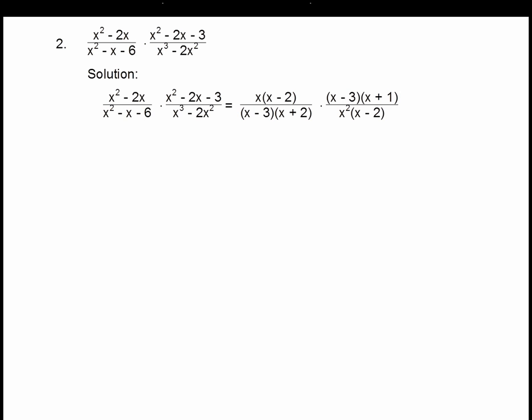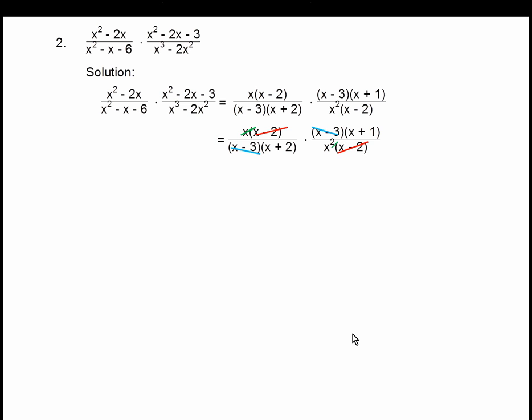Now again, after you've factored, start canceling. I can see the x minus 3s canceling. I can see the x minus 2s canceling. And this x will cancel with one of those x's, so I'll mark out the 2 and be left with a 1. So there's all my canceling. In my numerator, I'm left with x plus 1. My denominator, if I write it in correct order, is x times (x plus 2).